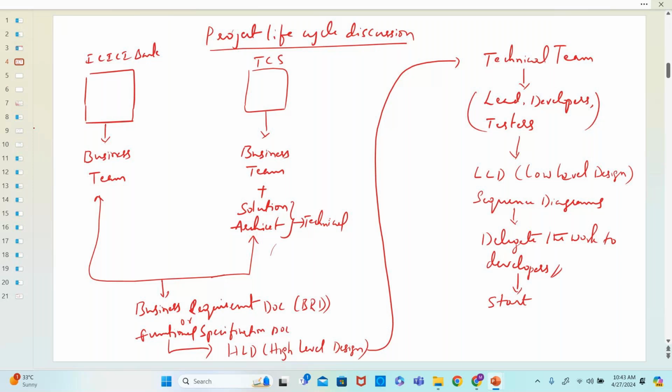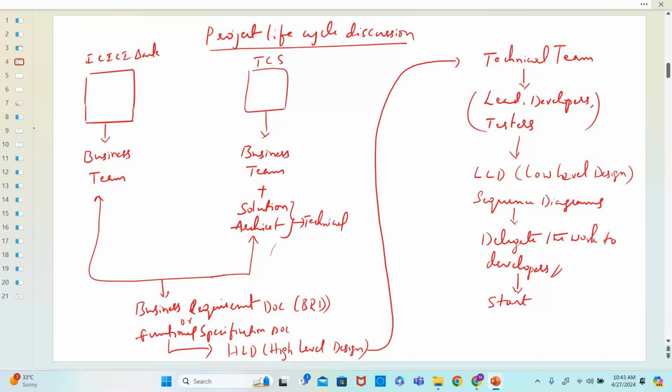Hi Mahesh. Does everything need to be done as POCs? Come again? Everything needs to be done as POCs, proof of concepts, for all the APIs? No, no. Only if it is a requirement.